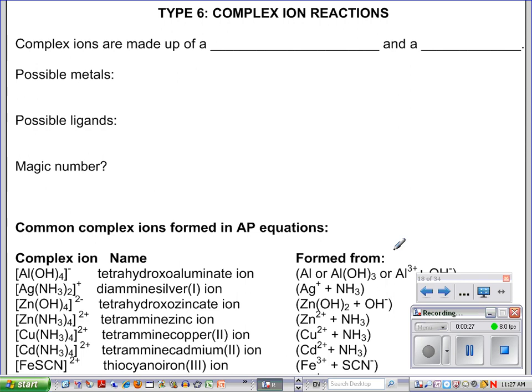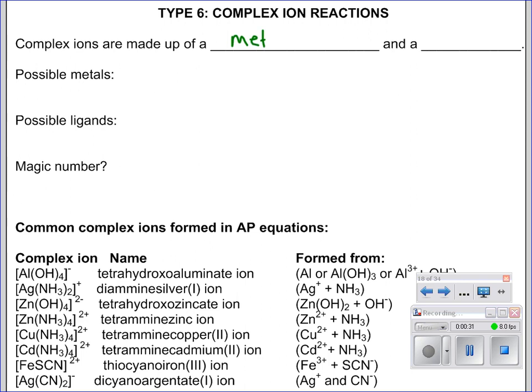They are made up of a metal and what we call a ligand. A ligand's kind of an attachment, and every single metal, based on its characteristics, can attach different numbers of ligands, different amounts, depending upon the room in their valence shell.